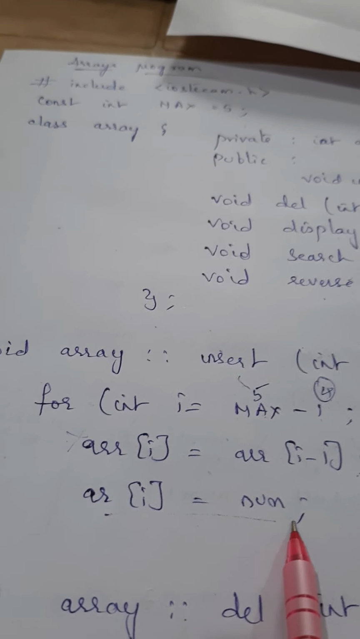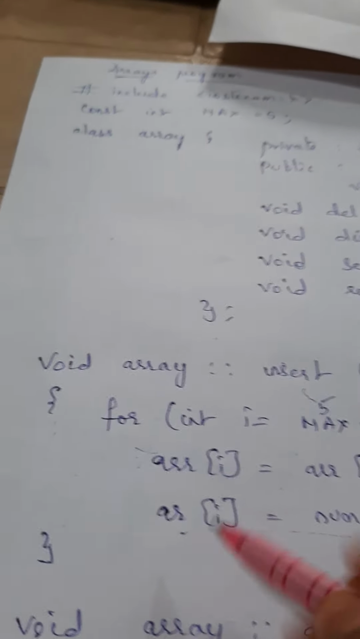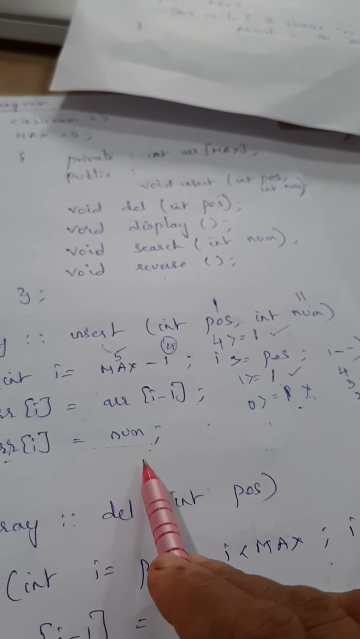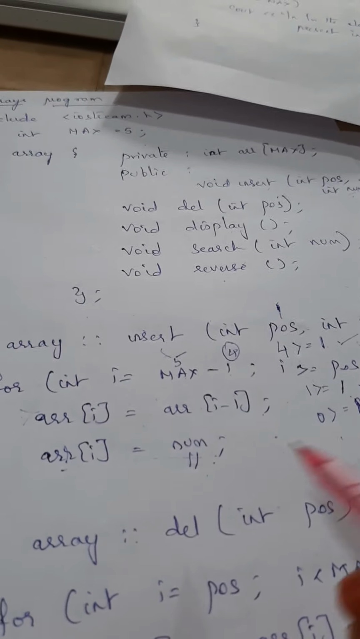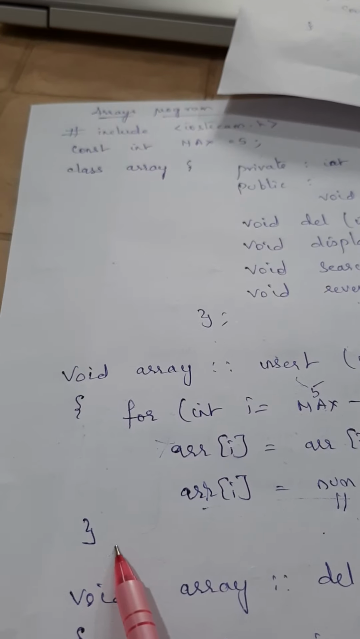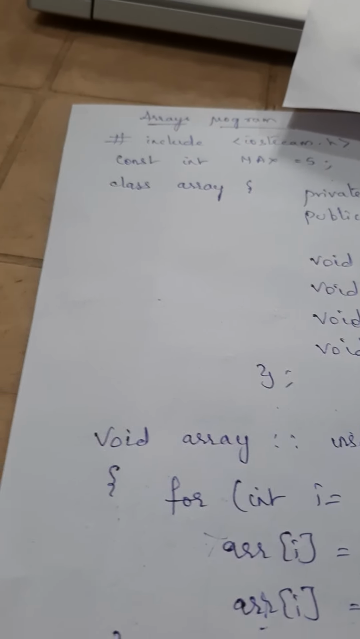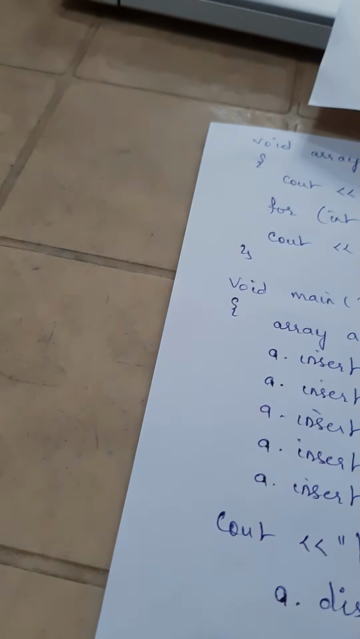It enters into the next statement, array of I. So what is array of I here? Array of I is equal to number. What is the number we have given here? It is 11. So array of I is the number, that is 11. So here we are at the end of the insert function. So we will again return back to the main function from where we have called the function.